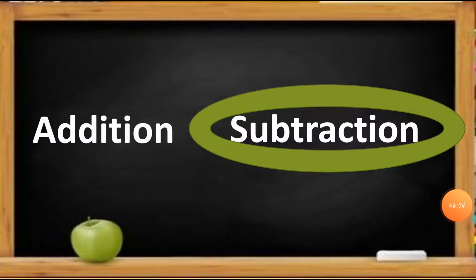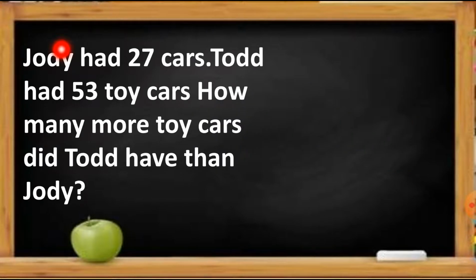Now for better understanding, I have one more example for you, and let's see this. Jody had 27 cars and Todd had 53 toy cars. How many more toy cars did Todd have than Jody? So here is the question, here is the problem, students. Let's read this problem again.